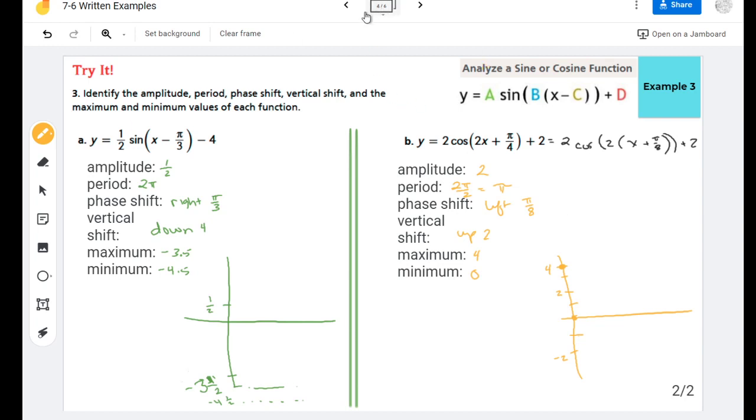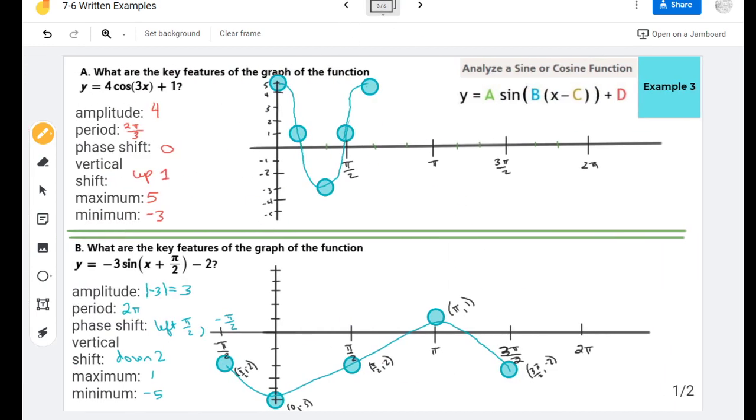So there we have it, guys. That is how to analyze a sine or a cosine function, both by just analyzing the equation, but also looking at the graph. Until next time.